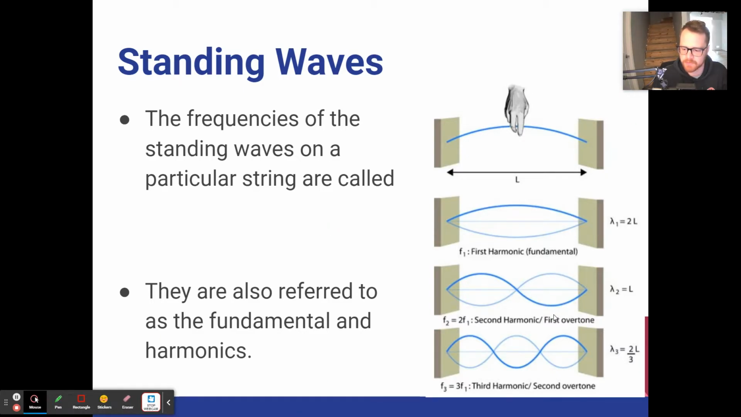And then we go to the first overtone, where in this case we have 3 nodes. And this is going to be a full wavelength here. Okay, this is going to be a full wavelength.